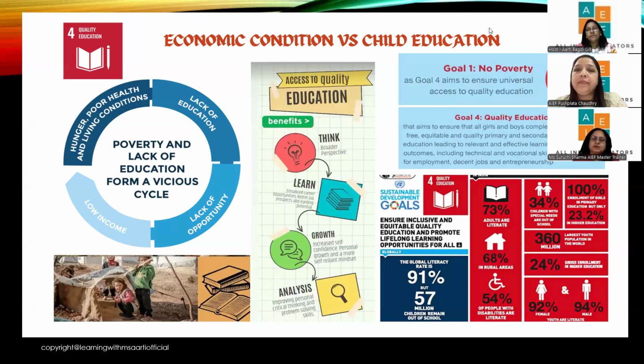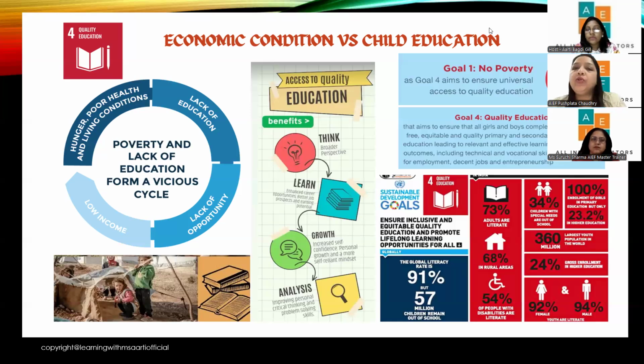So our main idea here is no poverty is amalgamating it with goal 4. It aims to ensure universal access to quality education. And goal 4 amalgamating with no poverty, it says that it aims that all children should complete their free education, their quality primary, secondary education, leading to a relevant and effective learning outcome. So it is very important.